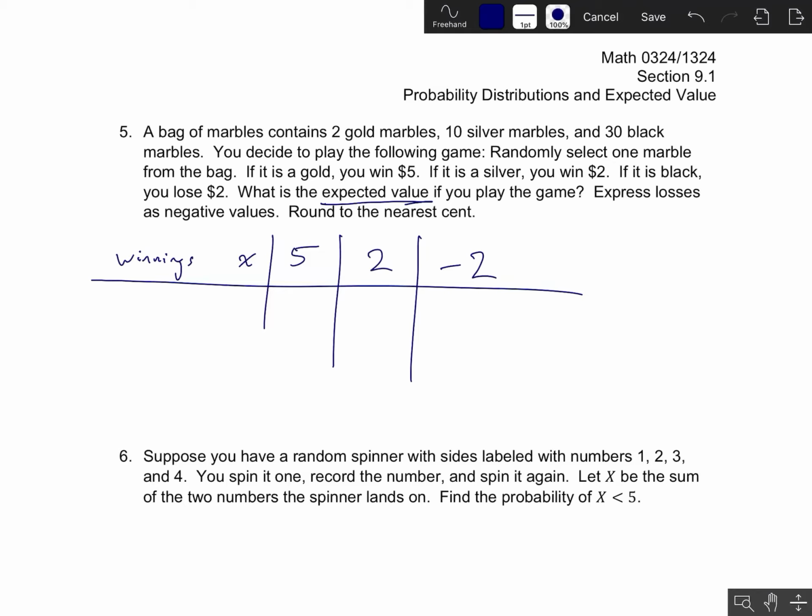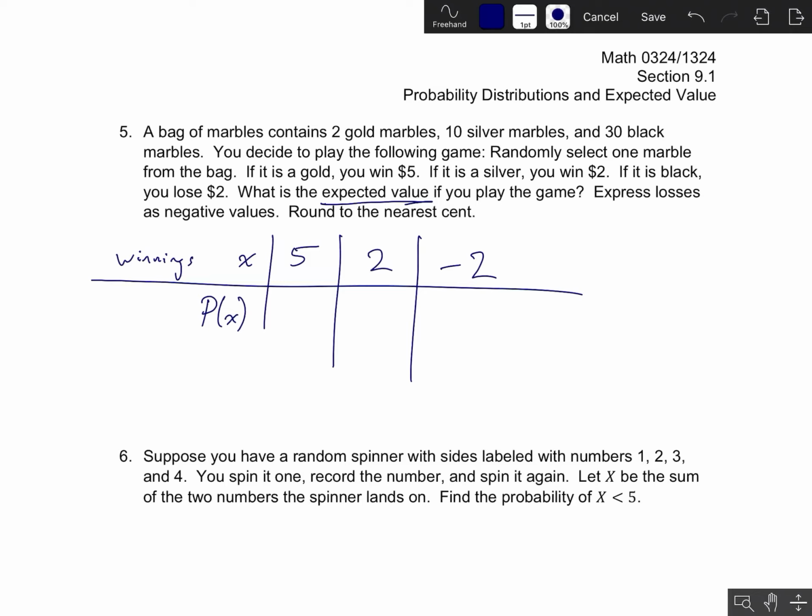So at this stage, things might be looking pretty good. It might look like we're up $5, but remember that the weightings for each of these is significantly different, right? We're not super likely to win $5. We're much more likely to lose $2. So we need to also include the probability for each of these outcomes.